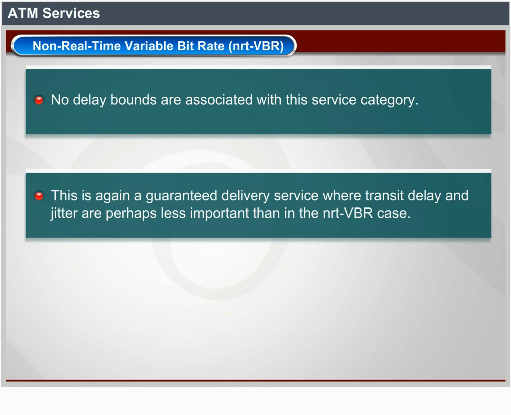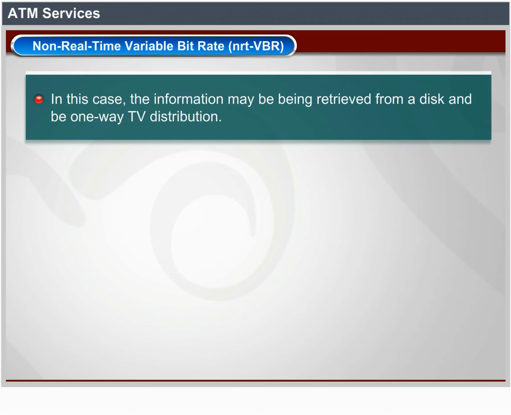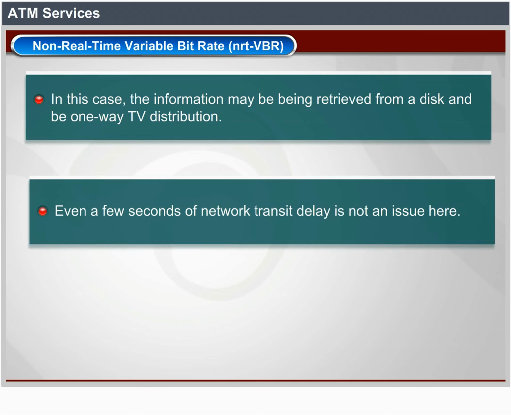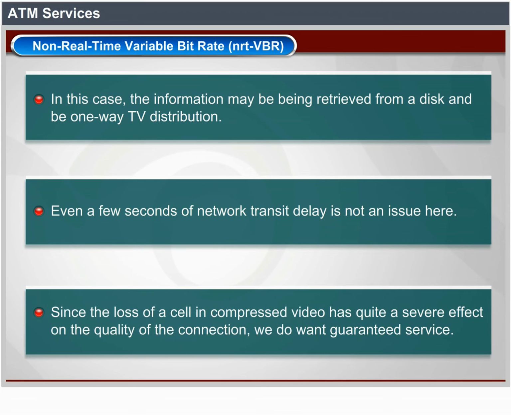This is again a guaranteed delivery service where transit delay and jitter are perhaps less important than in the RT-VBR case. An example here might be MPEG-2 encoded video distribution. In this case, the information may be being retrieved from a disk and be one-way TV distribution. A network transit delay of even a few seconds is not a problem here. But we do want guaranteed service because the loss of a cell in compressed video has quite a severe effect on the quality of the connection.